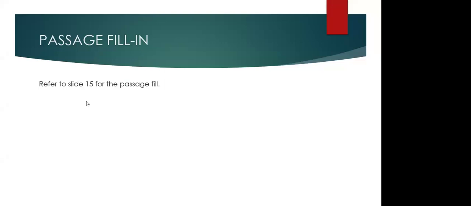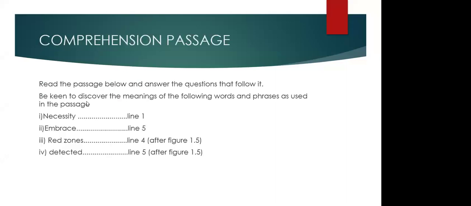We had passage fill-in, which is Mate's secrets revealed. We have done that. Now we have the comprehension passage, which I'm going to share with you, and I want us to read it and answer questions that follow it. Be keen to discover the meanings of the following words and phrases as we read through the passage. You can write them down in your book.